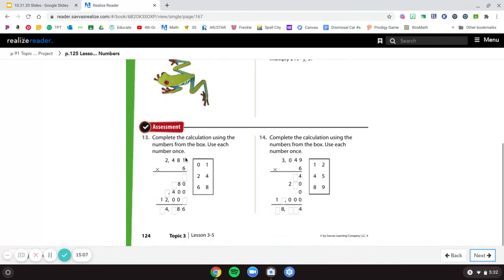And then 13, you're going to use these numbers to fill in the blanks here. So what you're doing is finding your partial products and then your final product. You're going to use each number just one time. So let me know if you have questions.